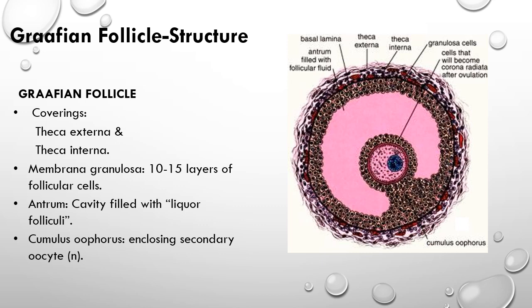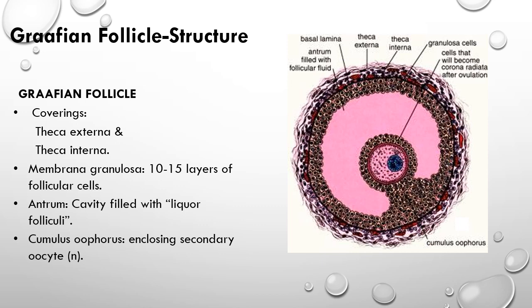Let us look at the ultrastructure of the Graafian follicle. The Graafian follicle is surrounded by two important coverings, namely an outer fibrous covering called theca externa and an inner vascular covering called theca interna. So the outermost covering of the Graafian follicle is the theca externa.